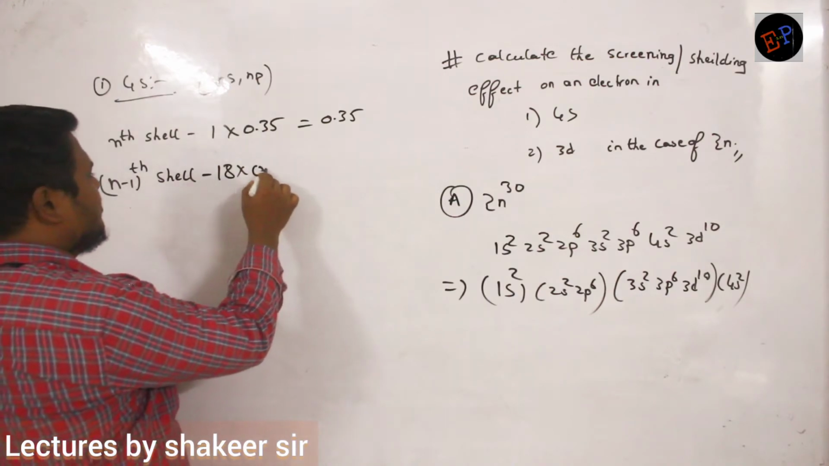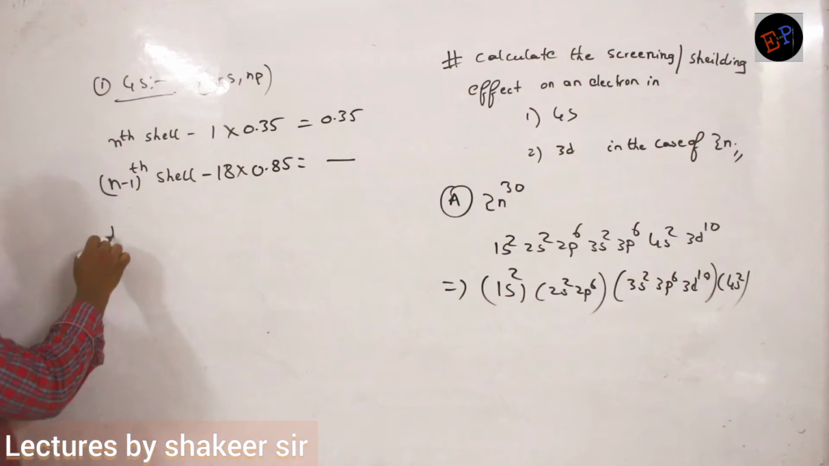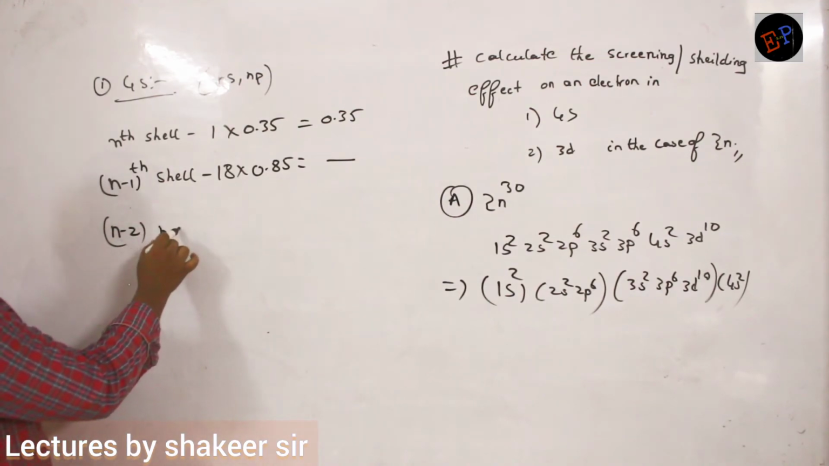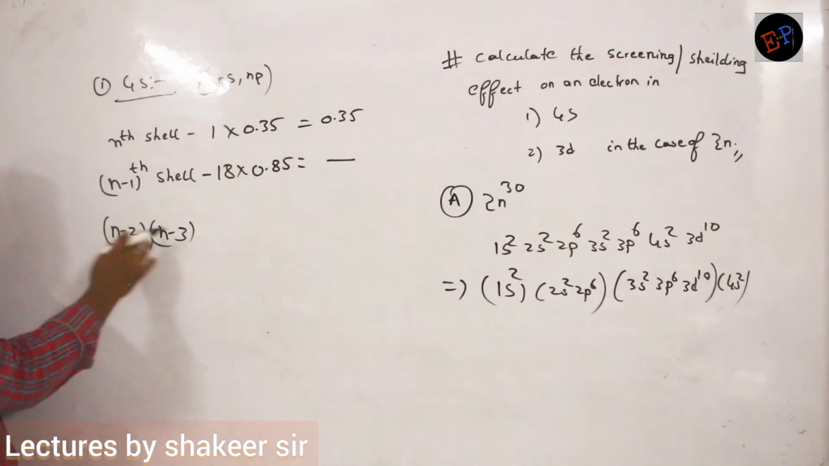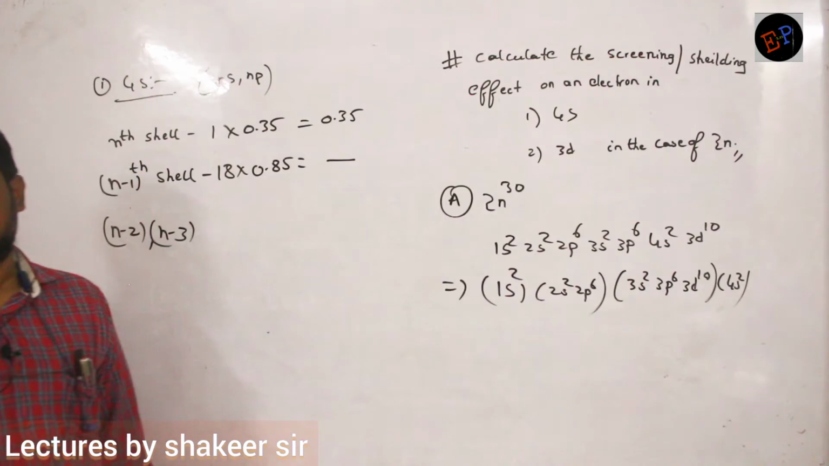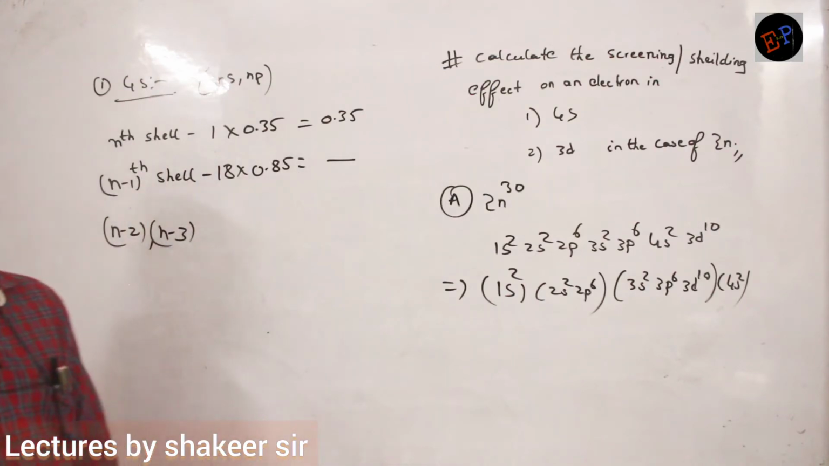0.85. So multiplied by 0.85. So calculate this one. Clear? Then you go to the n minus 2 shell and n minus 3 shell also. Now from here onwards n minus 2, n minus 3, n minus 4, n minus 5, all of them will contribute 1. That's what we have studied. They will give a shielding constant contribution of 1.